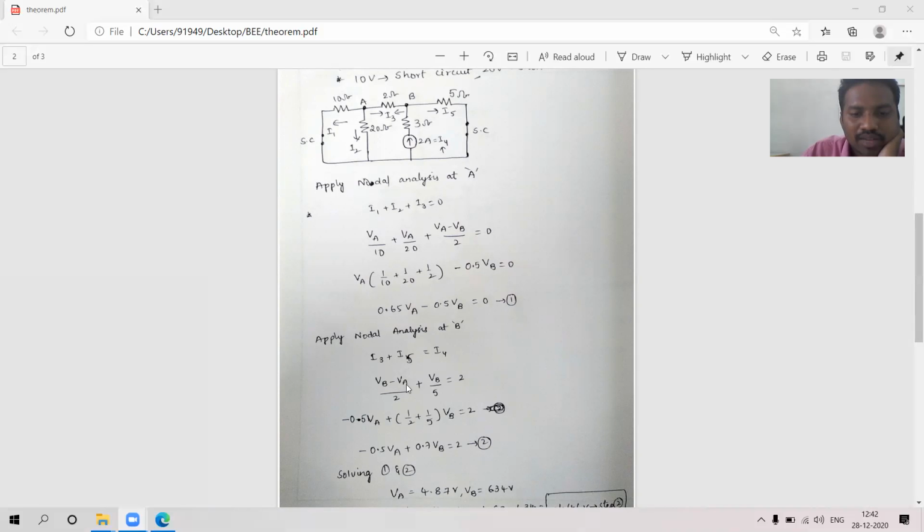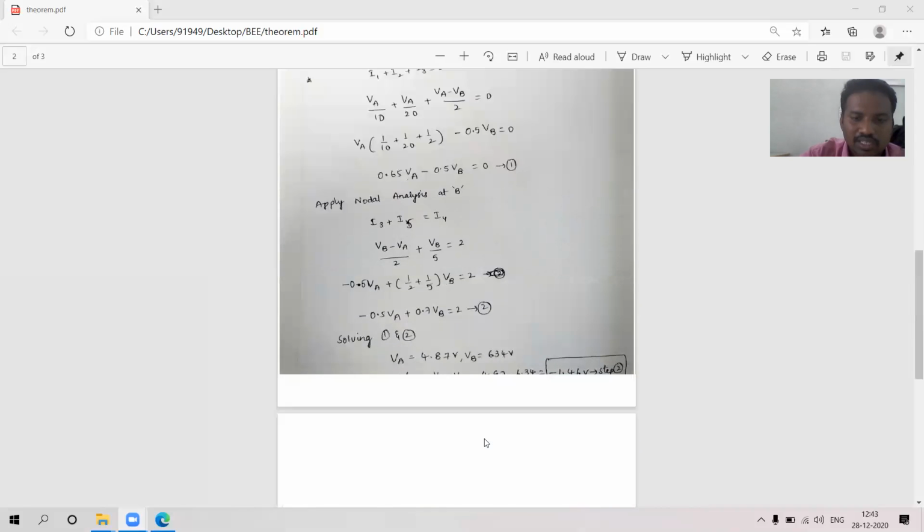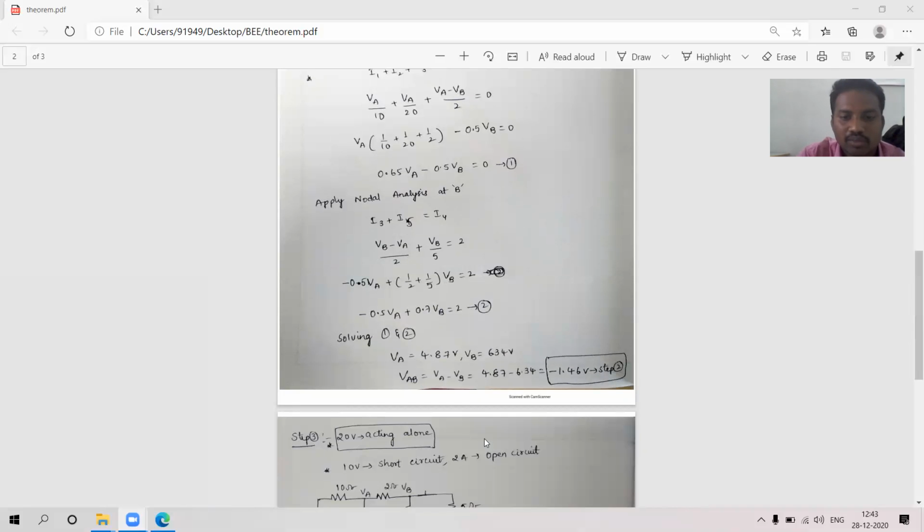If you substitute those values, what is VB minus VA? Here I am taking the coefficients of VA now. Minus 1 by 2 VA is minus 0.5 VA. The coefficient of VB is 1 by 2 plus 1 by 5, equal to 2. I will have the equation minus 0.5 VA plus 0.7 VB is equal to 2. After solving these two equations in the calculator, I am going to get the values of VA and VB. That is, VA is equal to 4.87 volts and VB is equal to 6.34 volts.